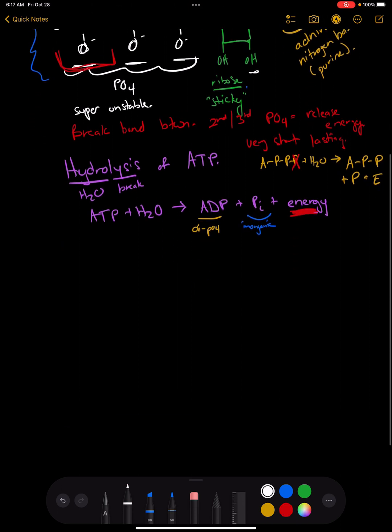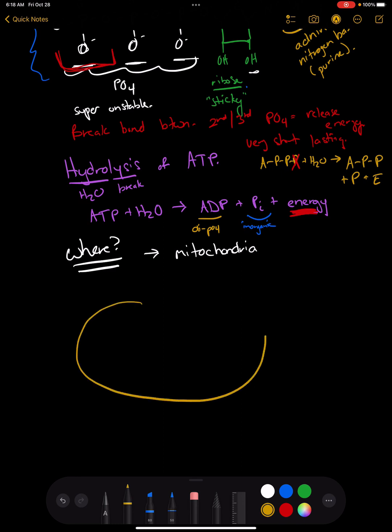Now we need to talk about where this happens. All right, so where do I make the most energy in my cell? I don't like to say it, but where's the powerhouse? Oh yes, our friend, the mitochondria. So let's talk about mitochondria structure. First of all, we know he looks kind of like this, right? So this is my overall mitochondria.